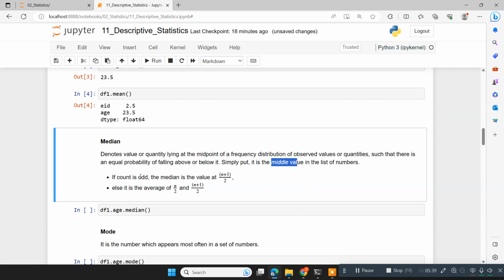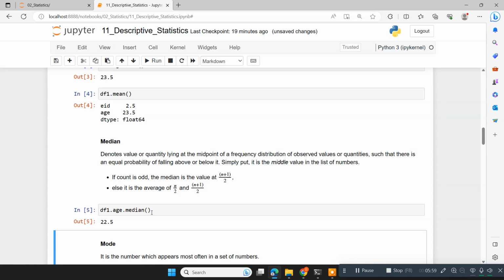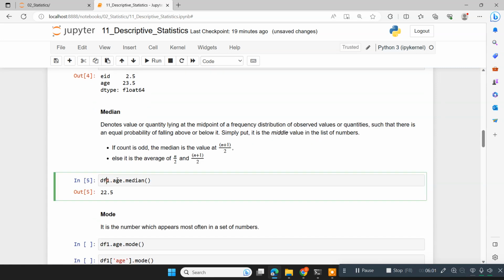If the count is odd, that means when you have an odd number of values, then the median is the value which is at n plus 1 by 2. Else, if your count is even, then you need to take the average of the middle 2 points, n by 2 and n plus 1 by 2. And here also we have a predefined method, just apply it on age. So df1 dot age dot median, giving the middle value as 22.5.